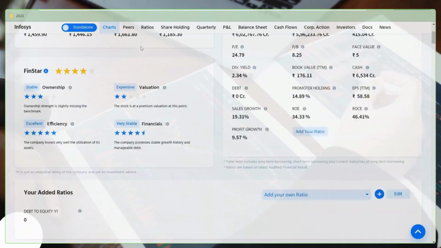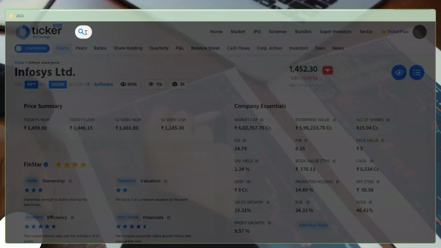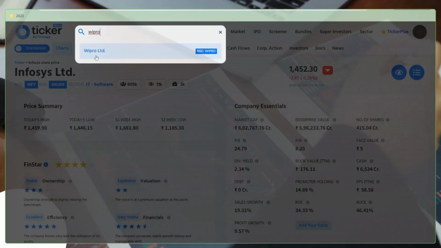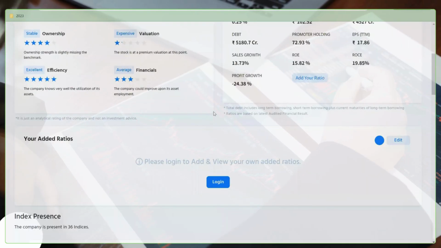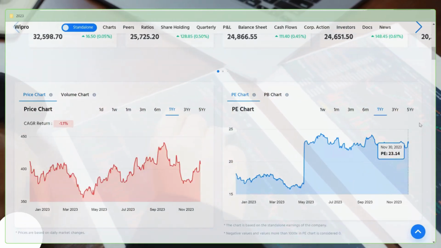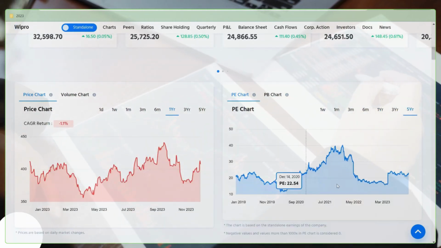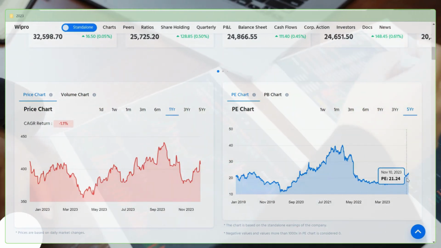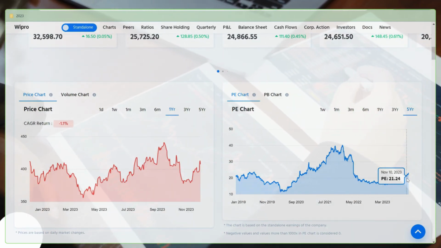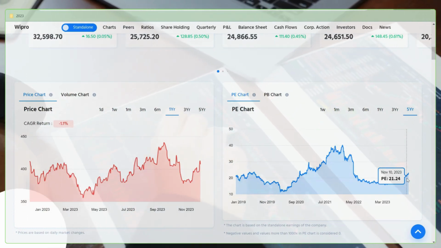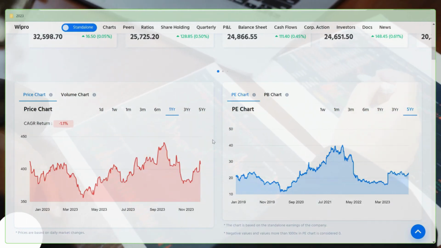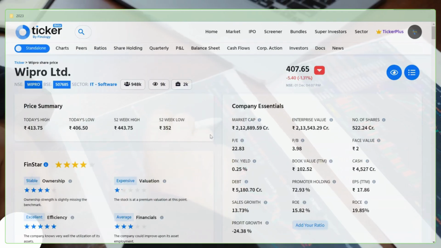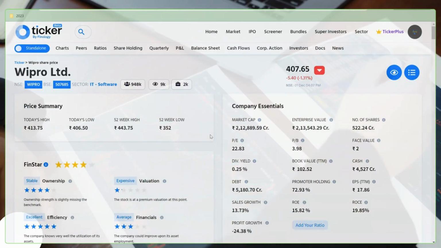So let's see any other company. Wipro. So 1 year PE, 5 year PE. See, this is also trading around 20. So below 20 is considered good. That is what I was telling, no IT sector is good to buy right now because their PEs are trading below their average PE or around intrinsic value.